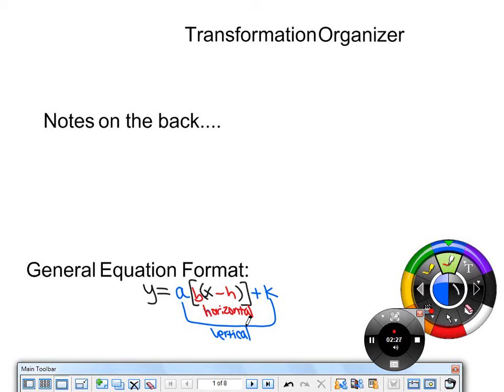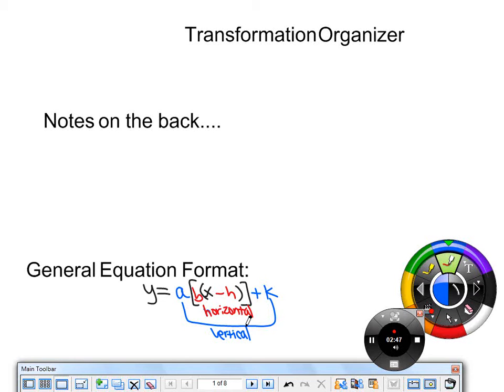Okay, so the first thing is we want to understand the numbers on the inside are going to do horizontal stuff. The numbers outside of the function are going to affect our graph vertically. Okay? Then we're going to look more specifically at what each of these things does, and I'll refer to them as the A, so that means the thing in this position, the B, the H, and the K. All right? Is this okay with everybody?